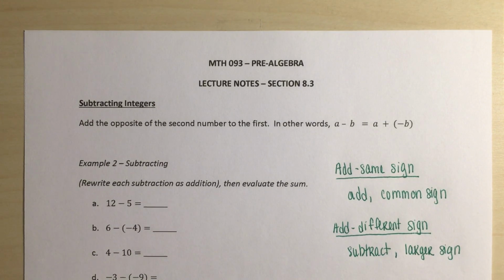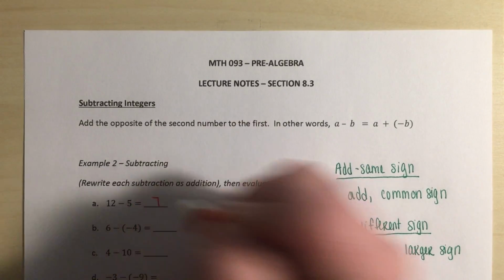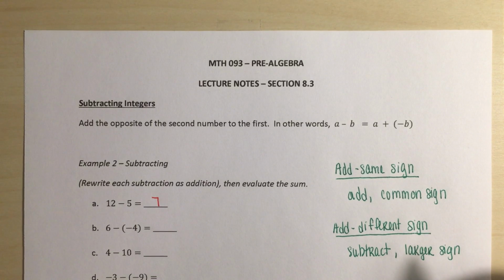Okay, so looking at example A. For all of these it says rewrite each subtraction as addition and then evaluate the sum. I'm going to rewrite a couple and then the rest of them I'm just going to talk through. All right, so looking at A, 12 minus 5. Thinking about this as a simple subtraction problem, we know that 12 minus 5 equals 7. But obviously they're not always going to stay this simple.